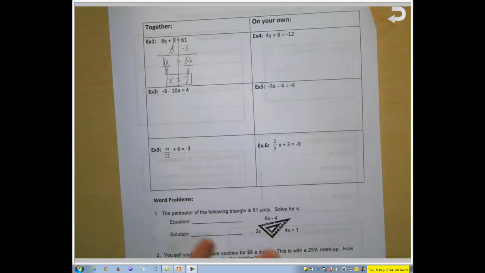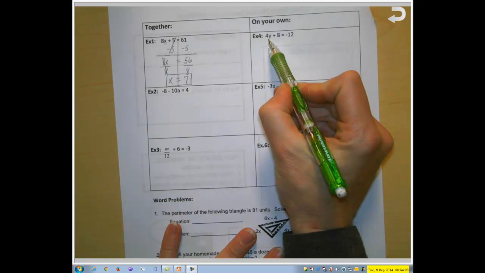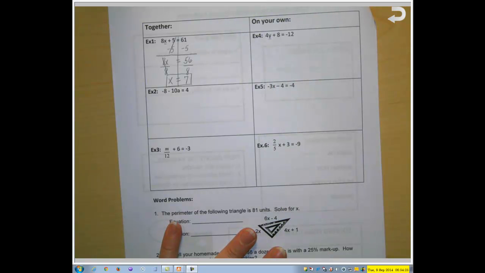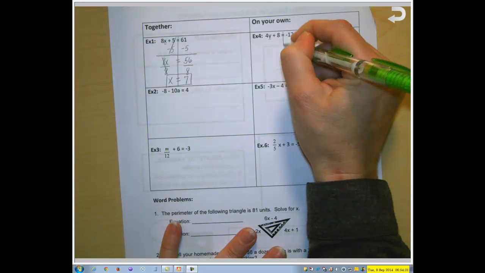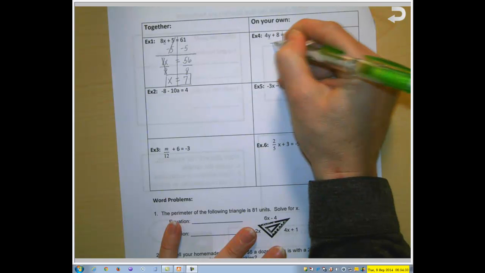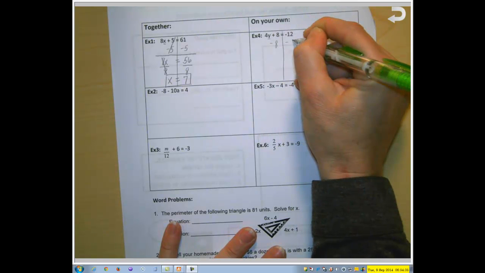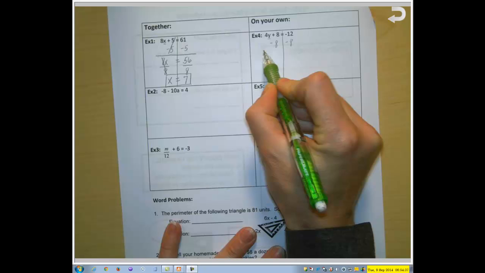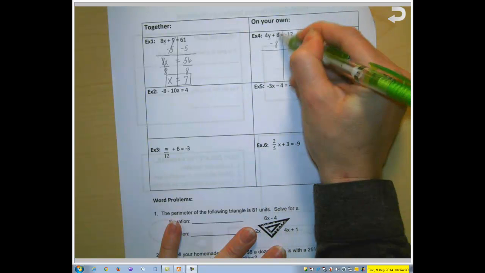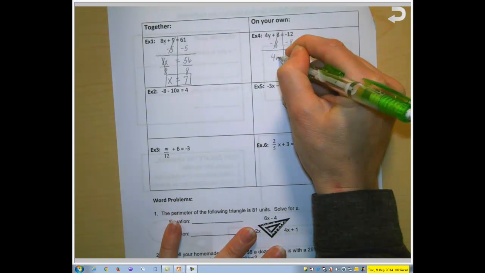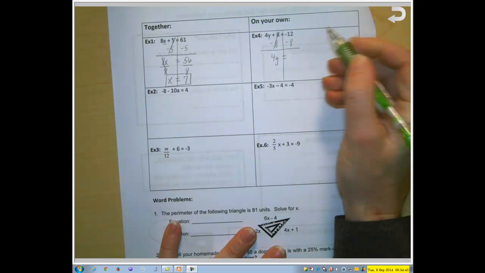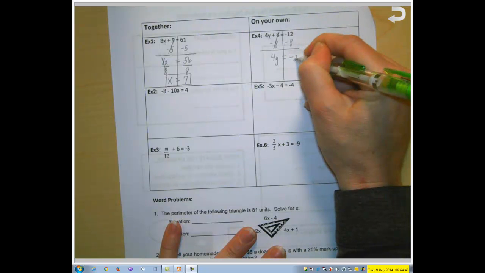Okay, let's see how you did. So here's our variable. We now need to find the addition and do the inverse operation. So we're going to subtract 8 from both sides of the equation. That leaves us with 4y equals negative 20.